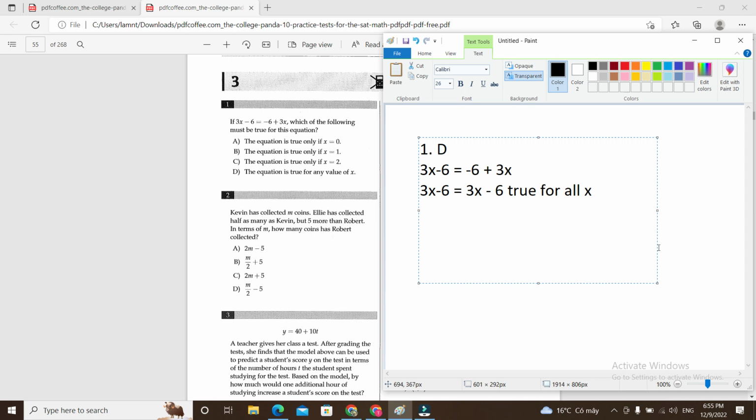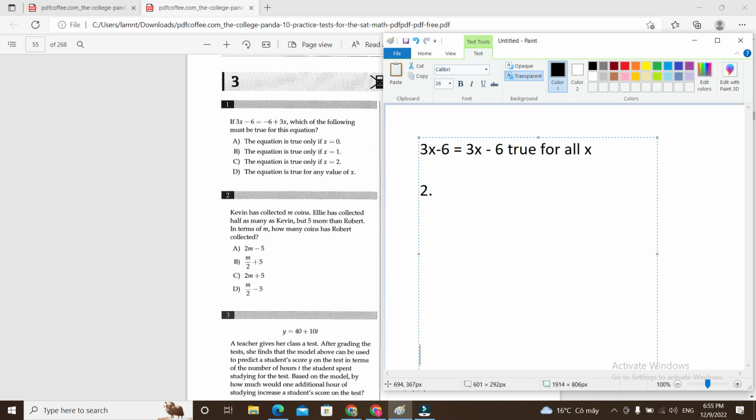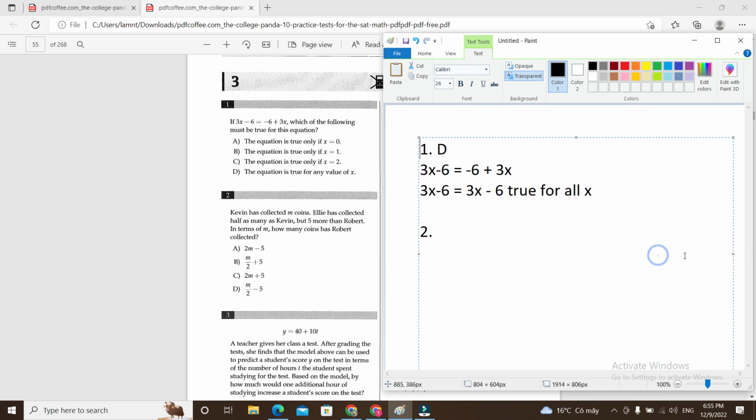Kevin has collected M coins. Ellie has collected half as many as Kevin and 5 more than Robert. Okay, so Kevin is M. Ellie has collected half as many as Kevin, so Ellie is 1/2 of M. But she has 5 more than Robert. So Robert is 5 less than Ellie, which means Robert is 1/2 of M minus 5. The question asks about the number of coins that Robert collected, so that's D, 1/2 of M minus 5. Alright.